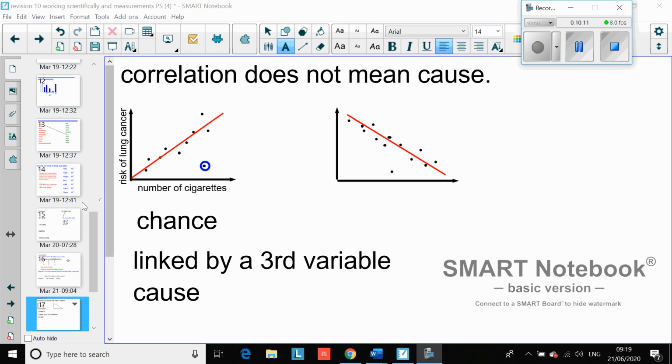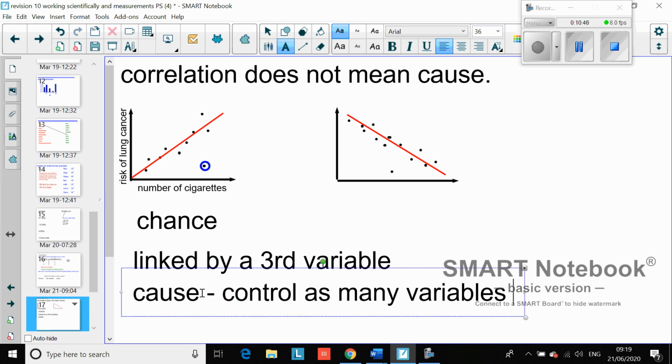So, for example, if there's a correlation between smoking and lung cancer, the more cigarettes you smoke, so the number of cigarettes going up, the greater the risk of getting lung cancer. This is because chemicals in tobacco smoke cause lung cancer. This conclusion was only made once the other variables, such as age and exposure to other things that cause cancer, had been controlled and shown not to affect people's risk of getting lung cancer. So, in order to demonstrate a cause, you must be able to control as many variables as possible.